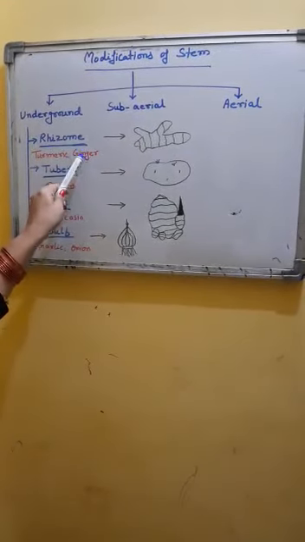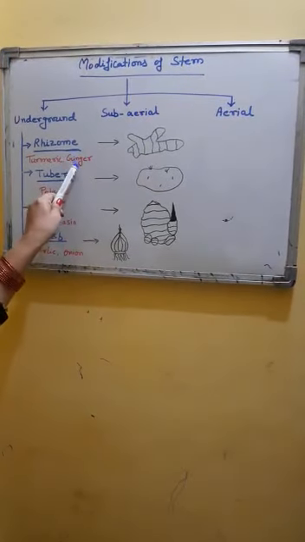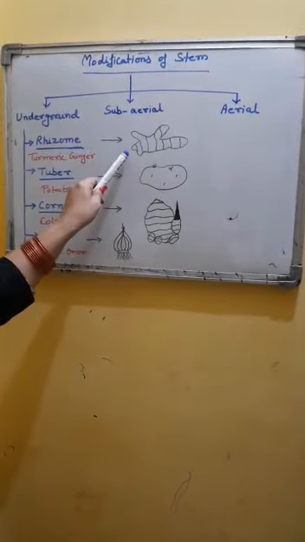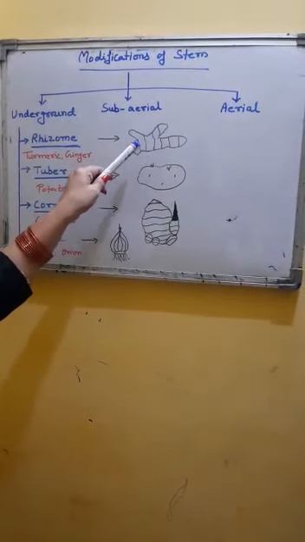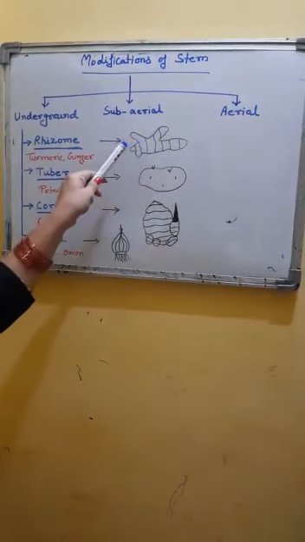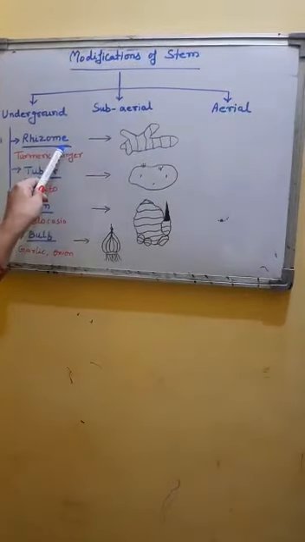We have seen turmeric and ginger in our kitchen. Just look at these and you will find horizontal lines present over there, which are nodes, and the space between two lines is internode. So it is an example of rhizome.